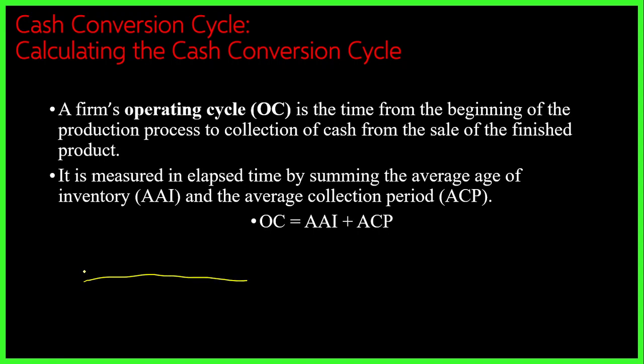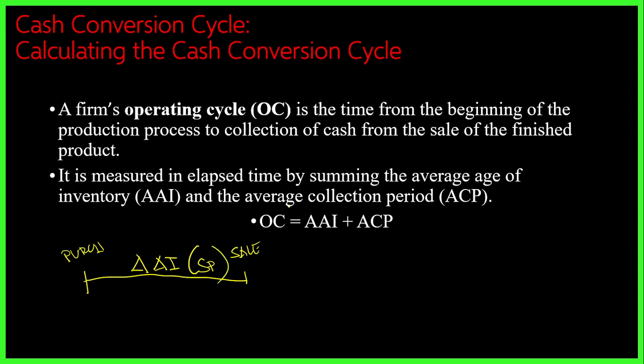From the beginning of the production process, which normally starts at the time of purchase, up to the time of sales, this is your average age of inventory, also known as your sales period.